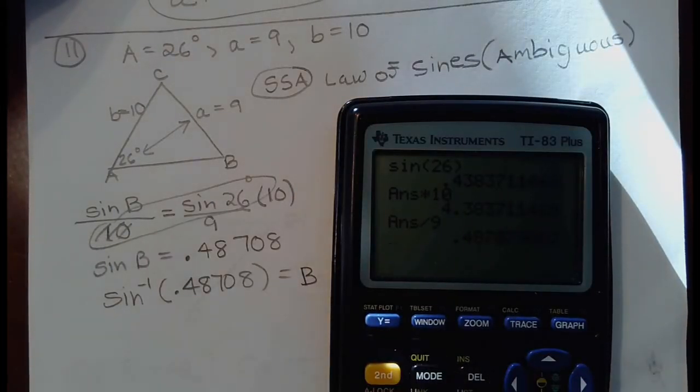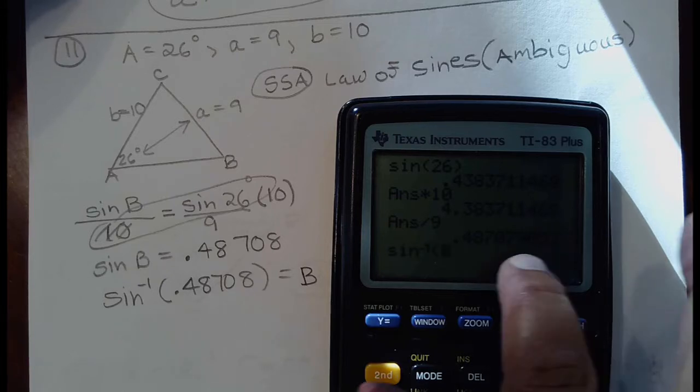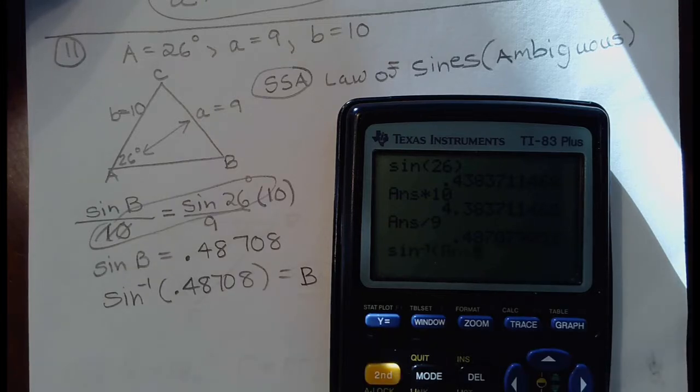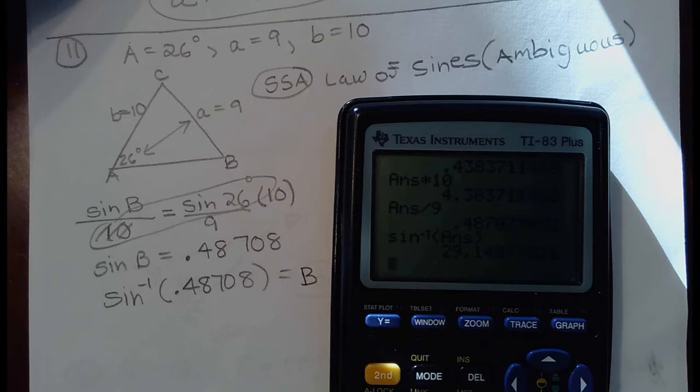29 degrees. Now let's see, for this problem, I'm trying to see what they want you to round to. Okay, round to 2 decimal places as needed. So this would be 29.15 degrees.